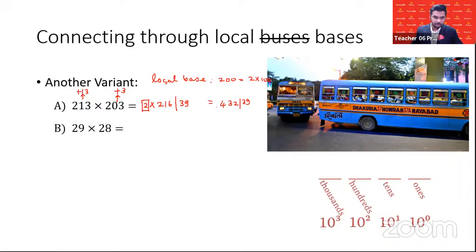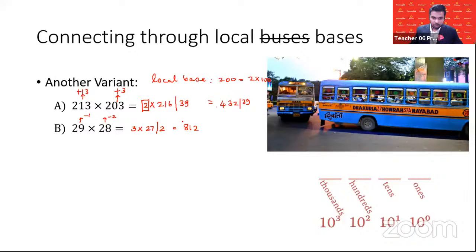Now I'll ask you to solve the second one. What is the local base here between 29 and 28? The base is 30. So 28 is 2 away from 30, and 29 is 1 away from 30. So we can do the usual multiplication to get minus 1 into minus 2 is 2. What is the other part? The other part is to do cross addition, so you'll get 27. But here you have to be careful. You have to multiply by the factor of that base, which is 3. So the answer is going to be what? 3 times 27 is 81, so this is going to be 812.